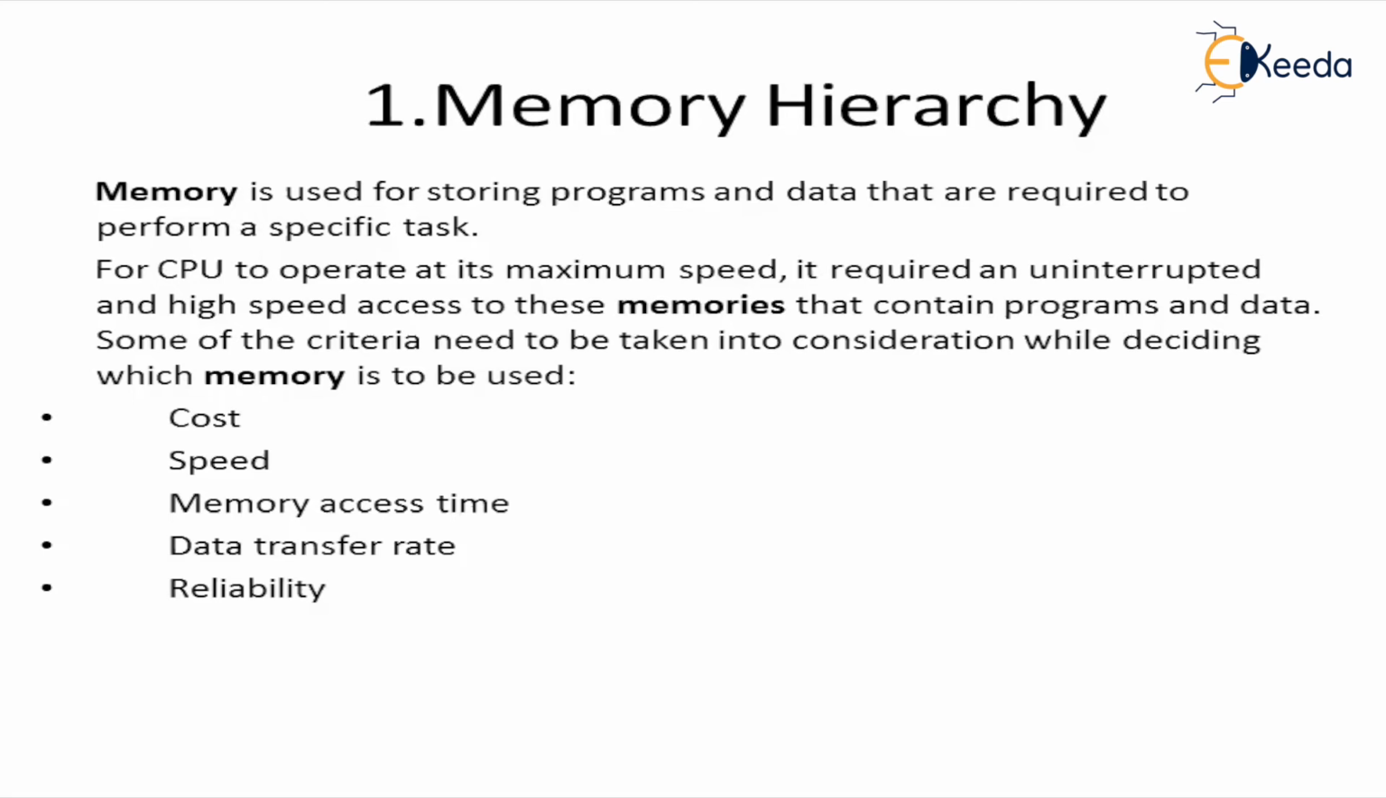For the CPU to operate at its maximum speed, it requires uninterrupted high-speed access to these memories. Some of the critical needs while considering the memory are, first, cost. How much cost is being involved? What is the speed of the memory? Memory access time and at what speed the data is transferred. And similarly, the reliability of the memory, whether it is a temporary memory or a permanent memory.